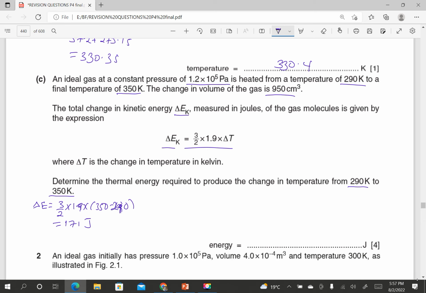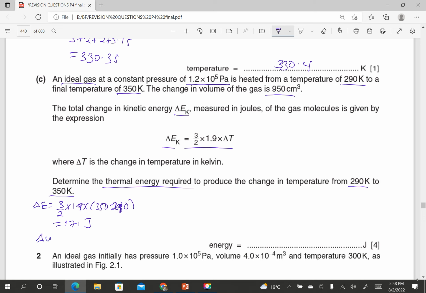But they want the thermal energy required. So remember, the change in kinetic energy is equal to the change in internal energy, because the gas is an ideal gas. The total kinetic energy of the molecules is equal to the internal energy of the gas. So the change in internal energy is going to be the same as the change in kinetic energy of the molecules. Okay?